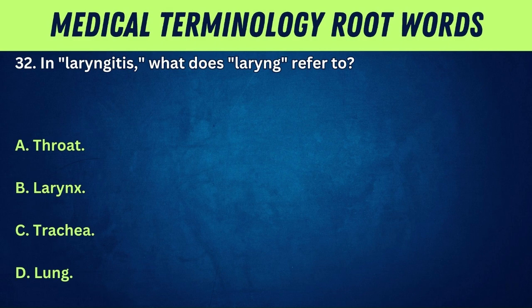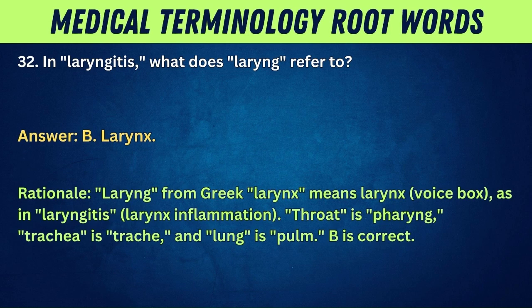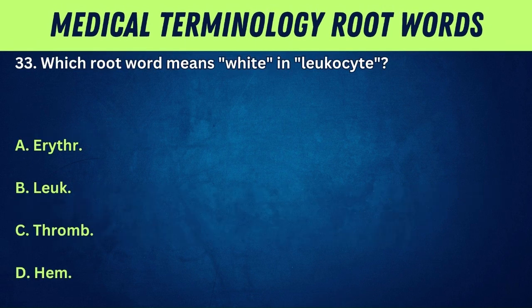32. In laryngitis, what does larynx refer to? A. Throat. B. Larynx. C. Trachea. D. Lung. Answer: B. Larynx. Rationale: larynx from Greek larynx means larynx, voice box, as in laryngitis, larynx inflammation. Throat is pharynx, trachea is trache, and lung is pulm. B is correct.